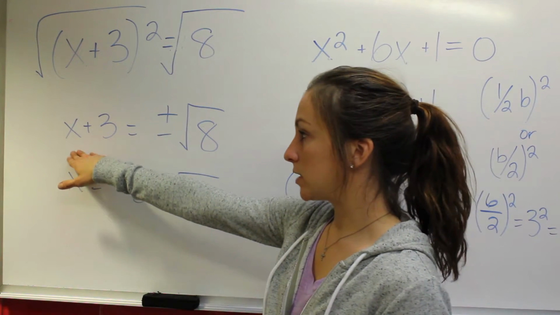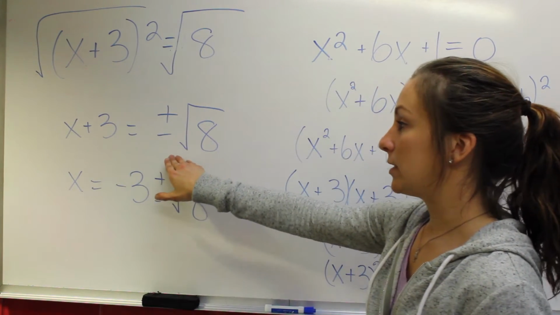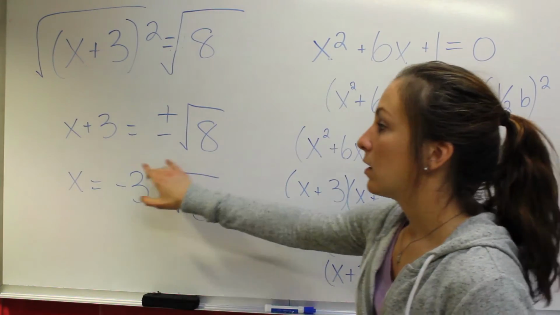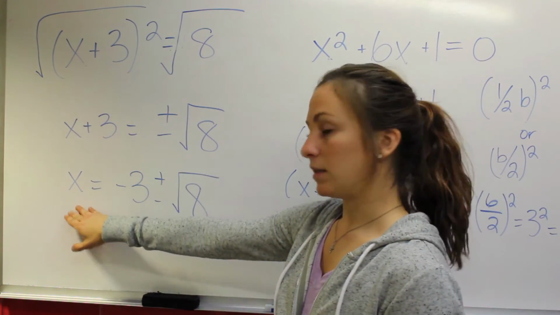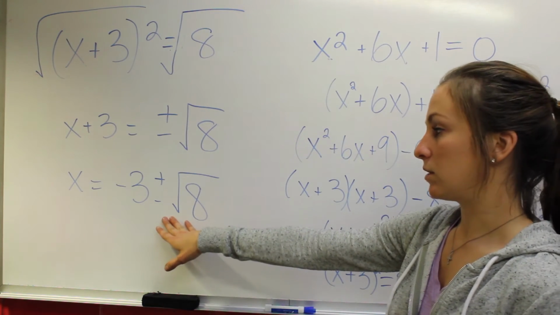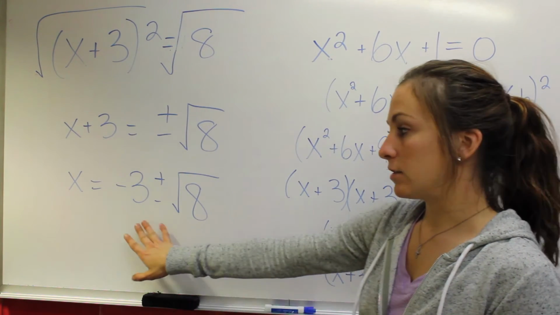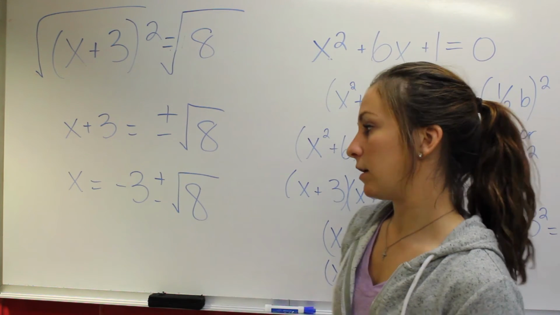So now we are down to x plus 3 equals the positive and negative square root of 8. We're going to take that 3 to the other side to solve for x, and we end up with x equals -3 plus or minus the square root of 8 as our answer. These are essentially two different answers, but this is how you complete the square.